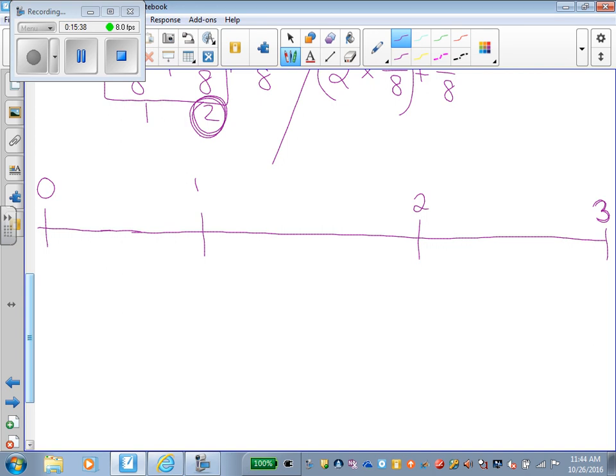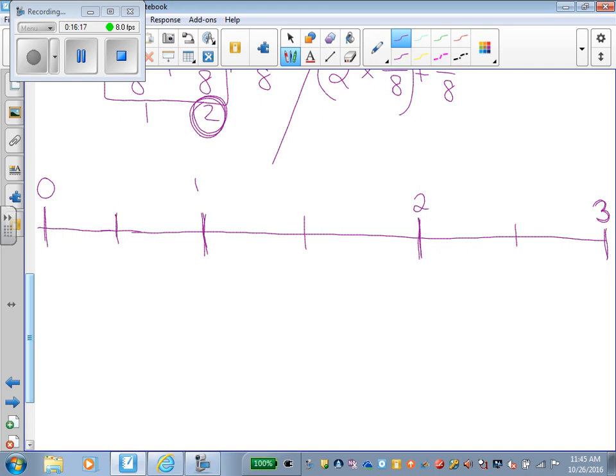All right, now I want you to take your number line and divide each whole section into half. So where are my whole sections? Is this a whole section? Yes. So divide this whole section in half. Divide this whole section in half. And divide this whole section in half. All right, now we're going to label it.